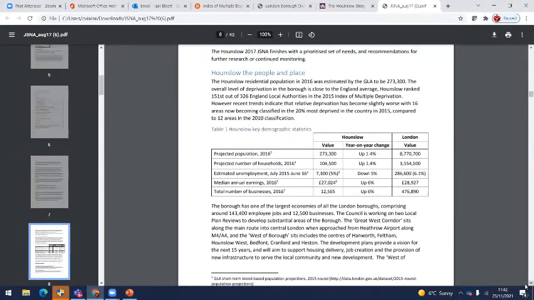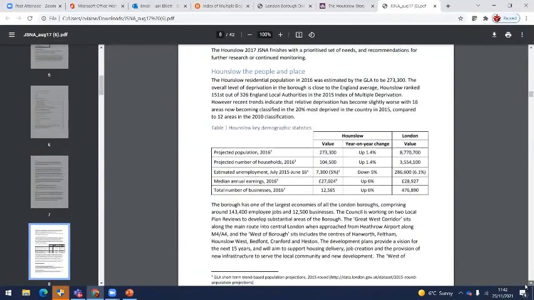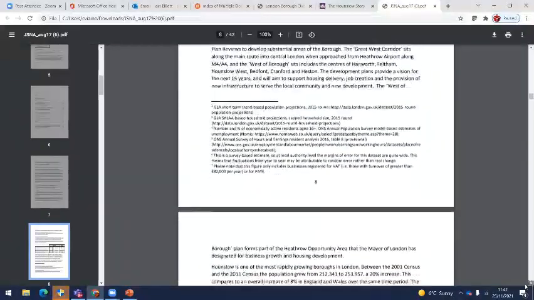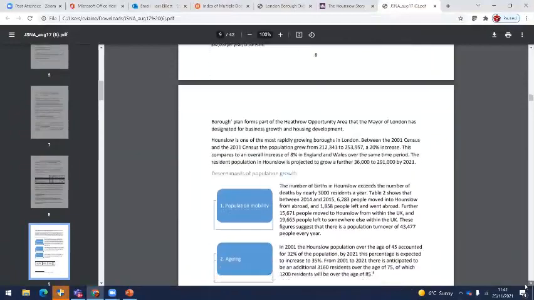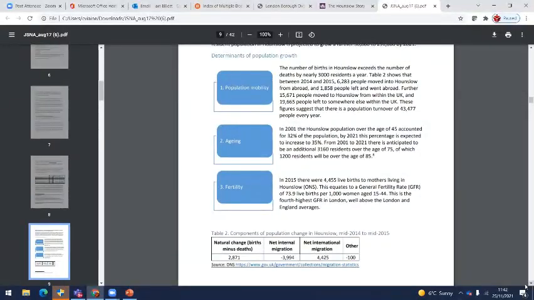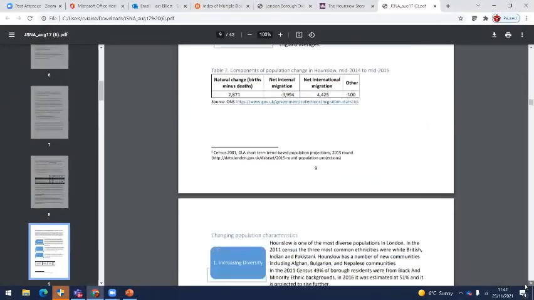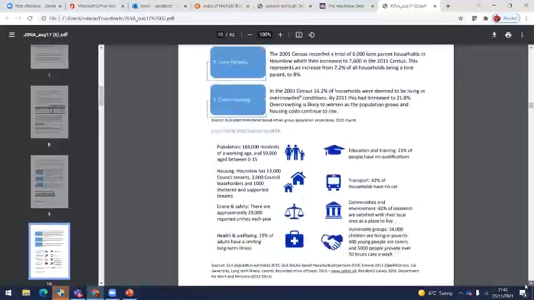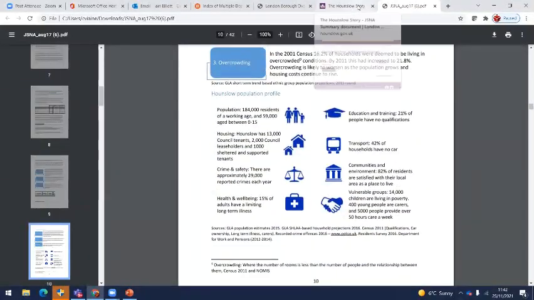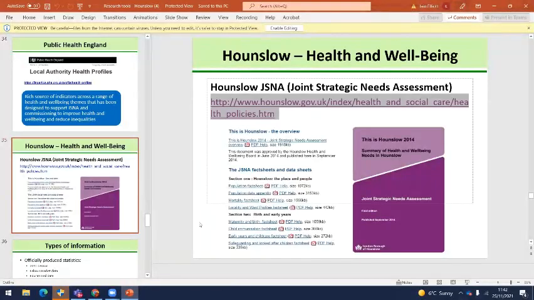All boroughs produce one, and you should be able to find them through a link on their council websites. So you can see there information about things like population, mortality, ward profiles, maternity and births, child immunisation.